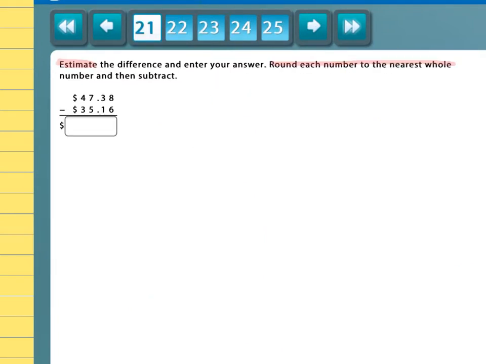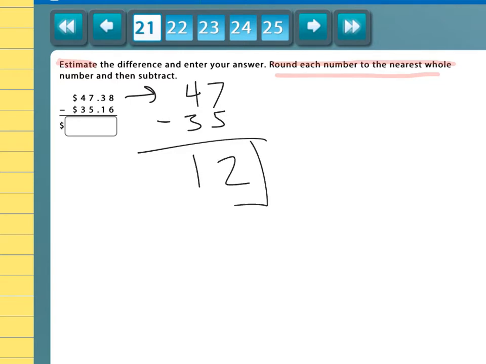So the difference is 69 hundredths. So in this problem, they're asking us to provide an estimate by rounding each number to the nearest whole. So what we're going to do is we're just going to round these numbers. 47.38 would round to 47 wholes. 35.16 would round to 35 wholes. So we are just going to subtract 35 from 47, giving us an estimated difference of 12 wholes.